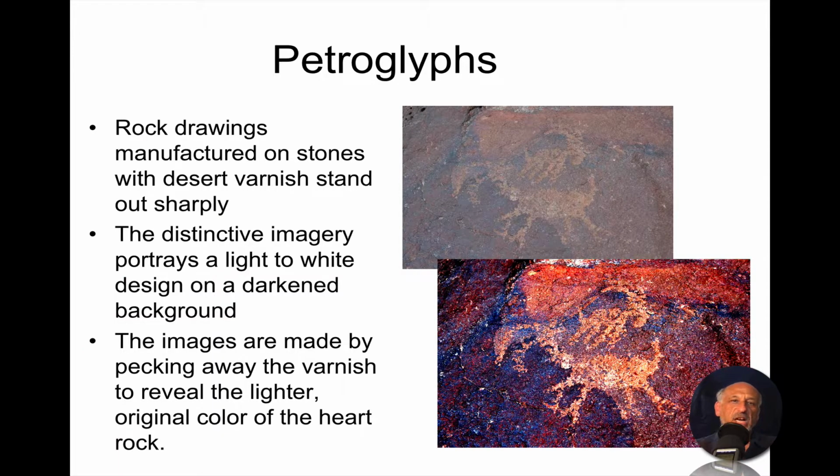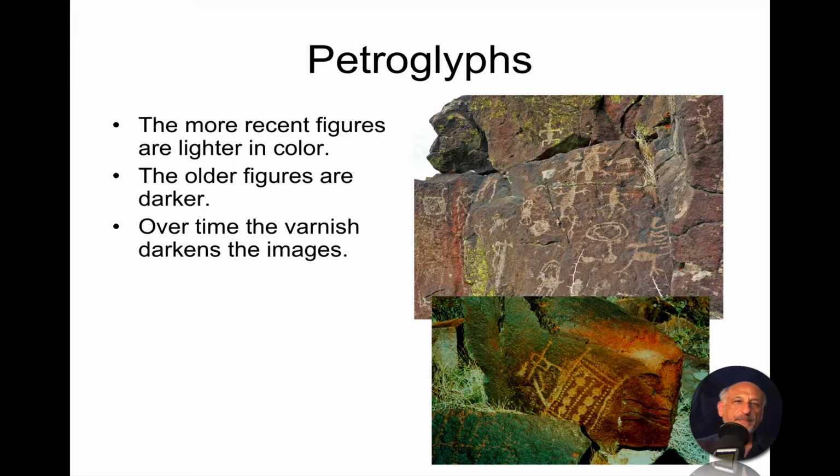Rock drawings are manufactured on stones with desert varnish, and they seem to stand out very, very distinctively, because what happens is you peck through that veneer, that desert varnish veneer, and then the lighter heart rock appears, and it takes quite a long time for the rock to re-varnish, and so it's preserved for literally hundreds and many times thousands and thousands of years. What you will see on these desert varnish rocks, the recent figures are lighter in color, the older figures are darker, and as time goes on, the varnish darkens the images, and the images themselves become the same color or shade as the original rock itself.